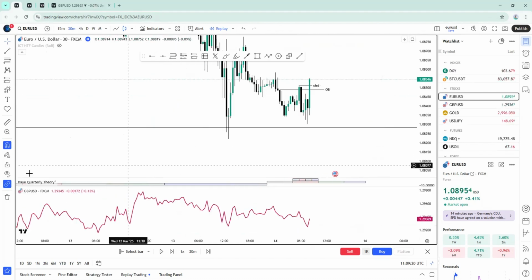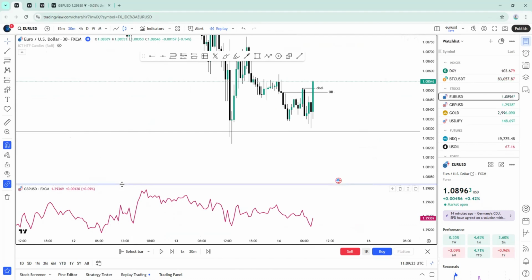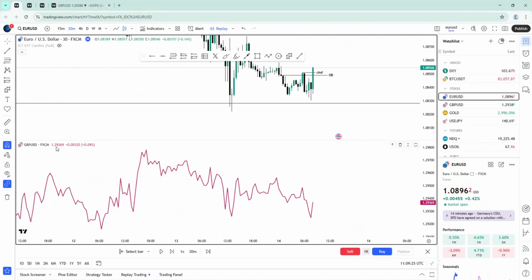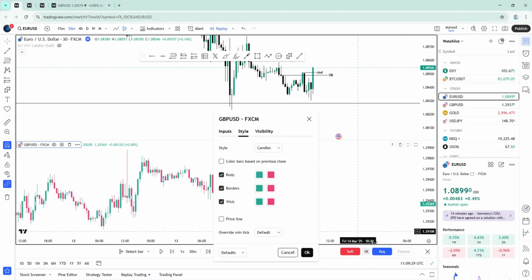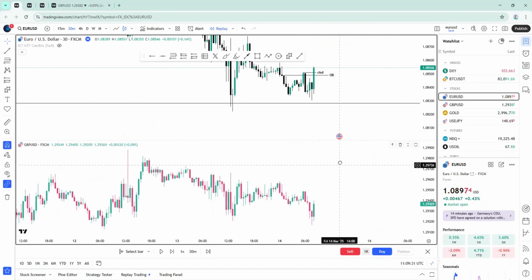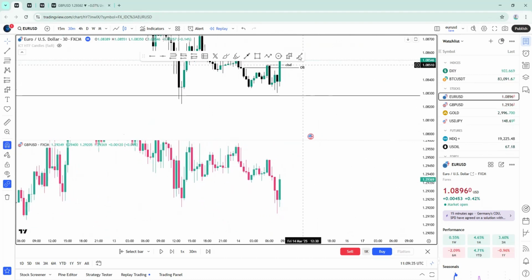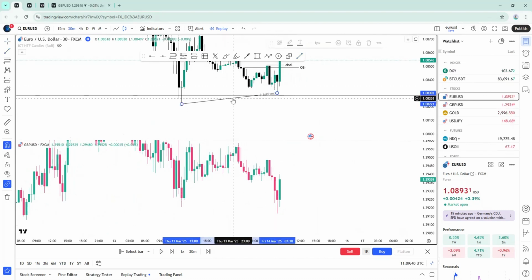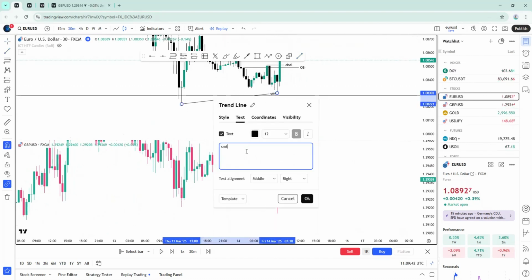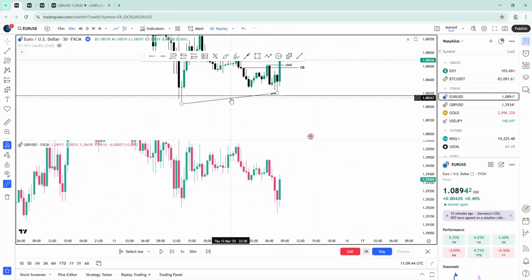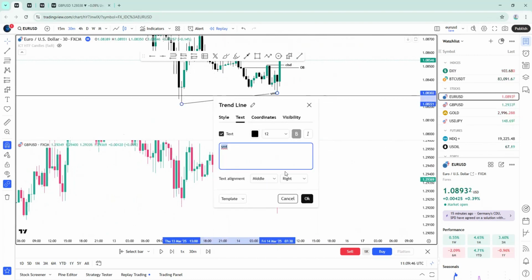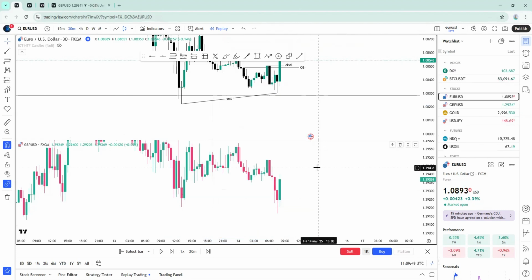All right, so we have GBP USD at this moment. Let's change this to candles. Now, if you look closely at this point, you will notice something here. You will notice that Euro USD made a higher high, and then what happened on GBP USD? GBP USD made a lower low.